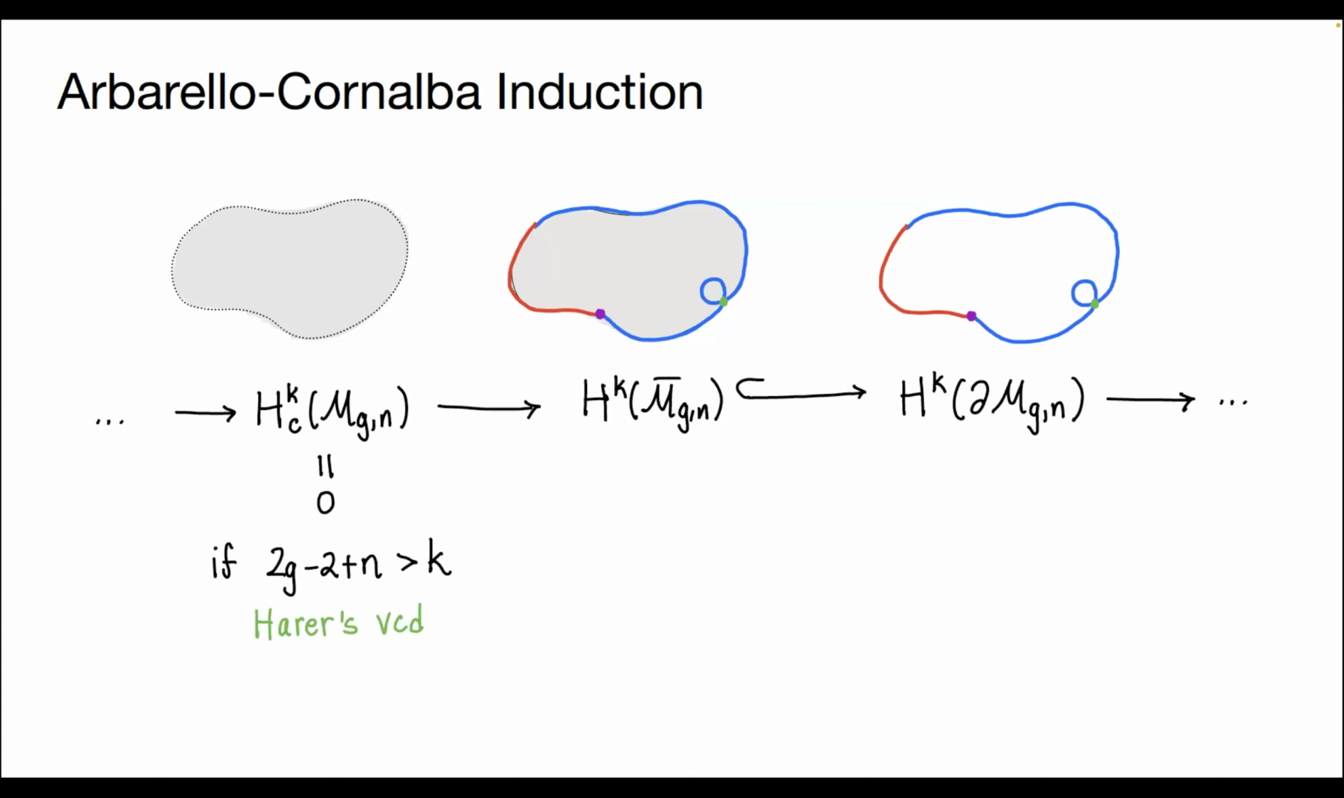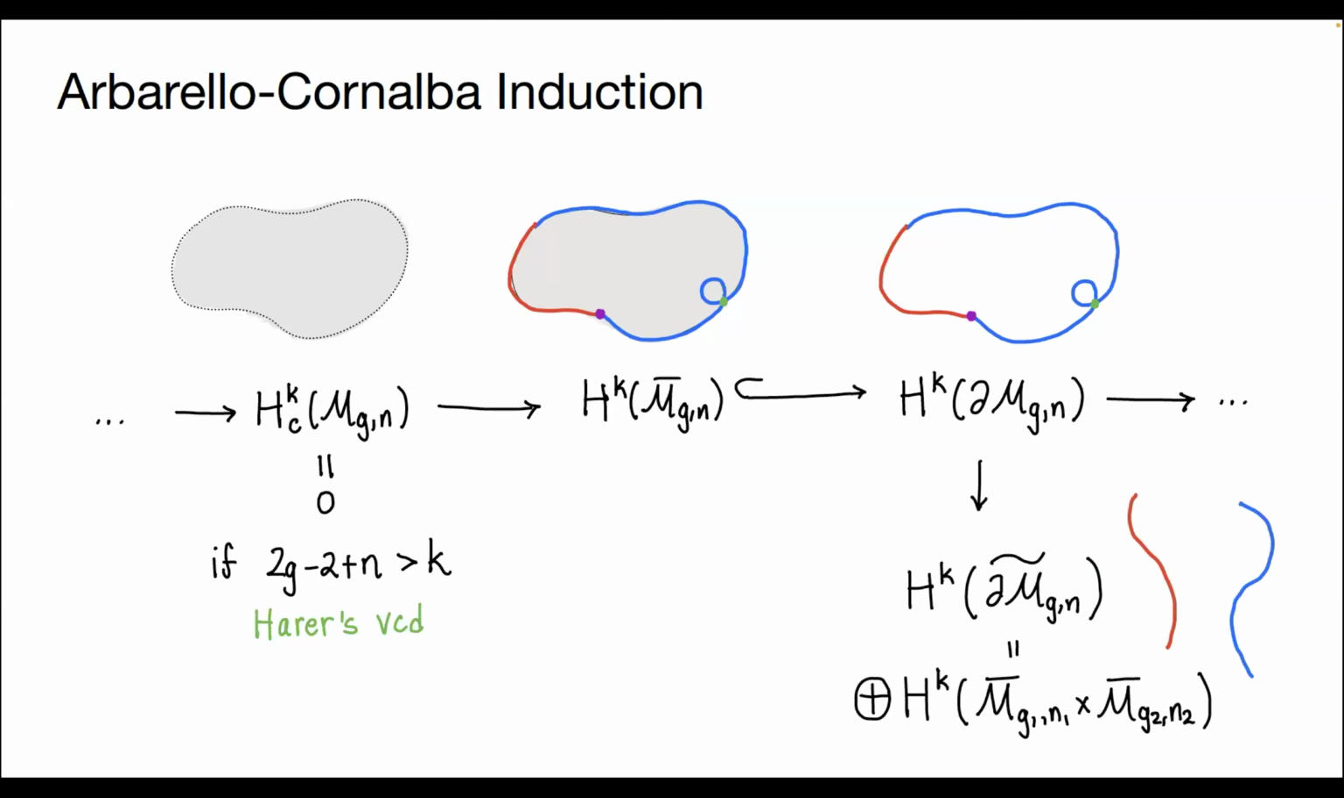So as a result, if we rewrite Harer's VCD calculation in terms of compactly supported cohomology, it tells us that the left-hand term of this sequence on this slide vanishes when 2g minus 2 plus n is greater than k. So that means that the next map here, pullback to the boundary, is injective, at least when g and n are sufficiently large compared to k.